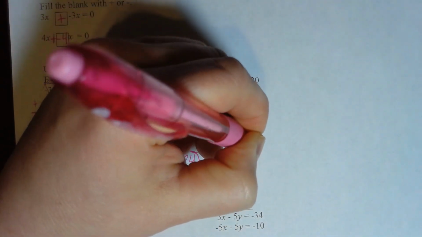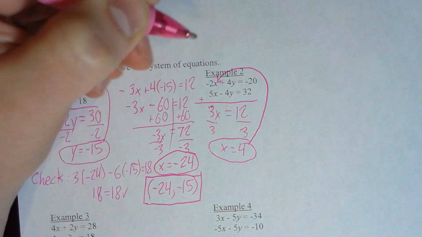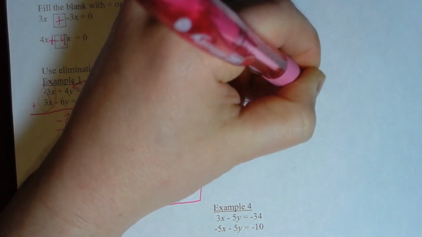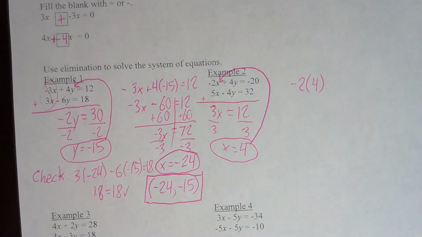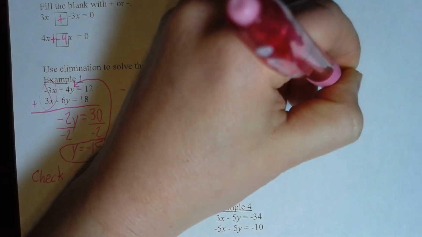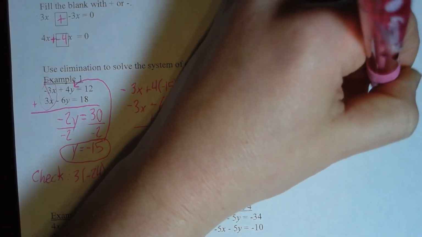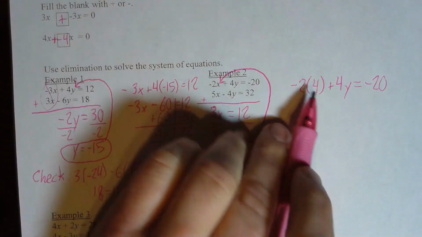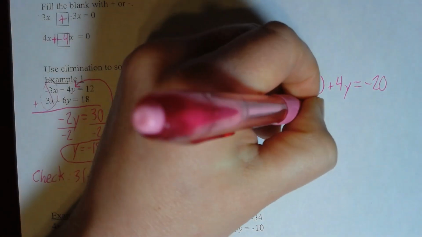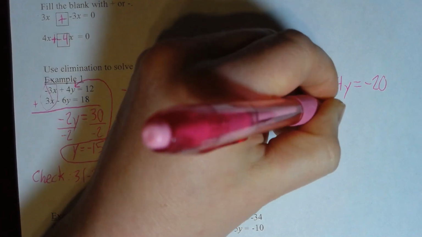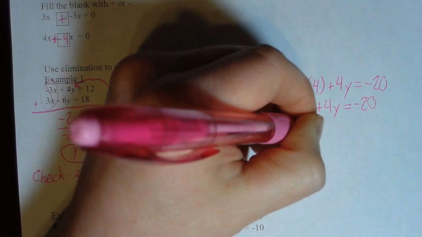Now I'm taking this and I'm plugging it into one of my original equations. It doesn't matter which one you pick. I've got a negative 2 times 4, because I know that that's what x is. And I'm writing the rest of my equation. The only thing I've changed is that instead of writing x, I've written a 4. I get negative 8 plus 4y equals negative 20.